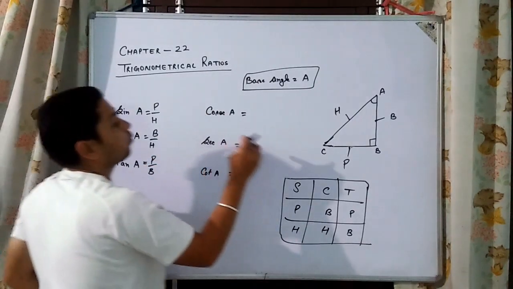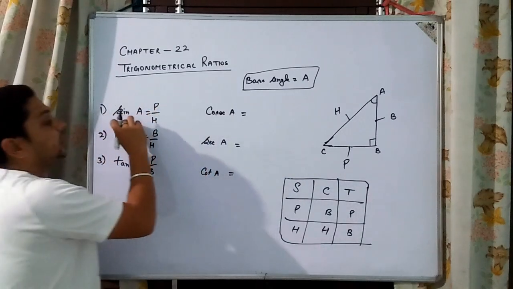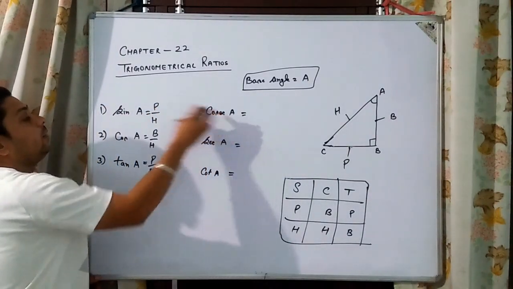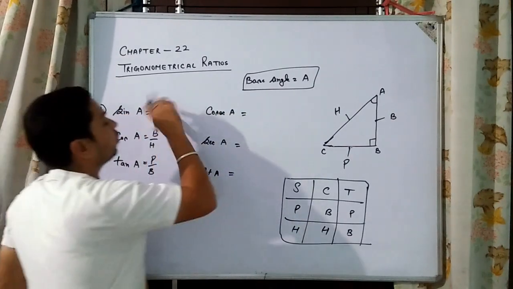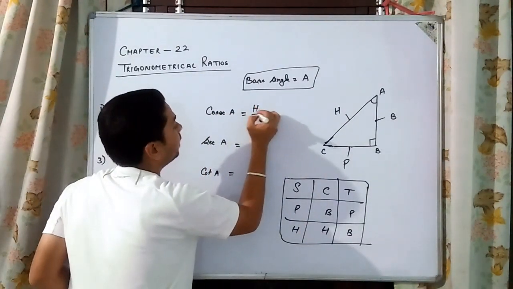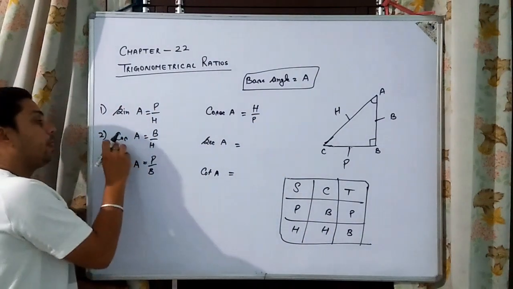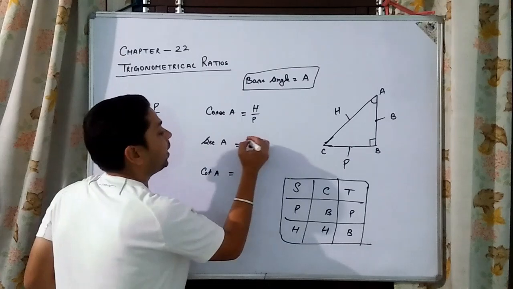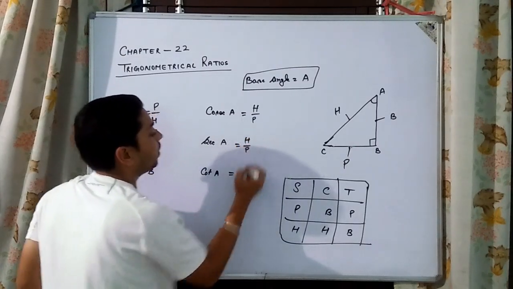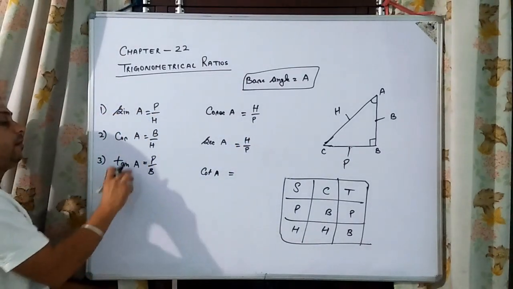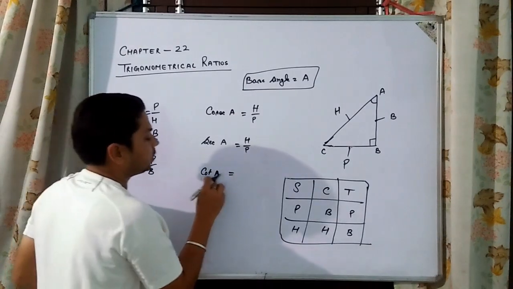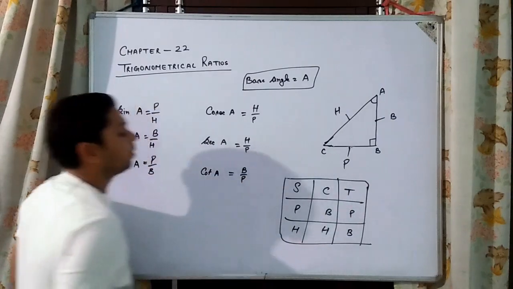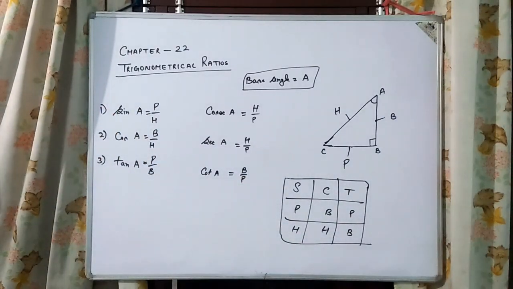Okay. Then we have cosecant of A, secant. We have inverse of sine is cosecant, so inverted, it will give you hypotenuse upon perpendicular. Then we have inverse of cos, that is secant A, so writing it as hypotenuse upon base. Then we have inverse of tan, that is cot. So inverting it, it will give you base upon perpendicular.